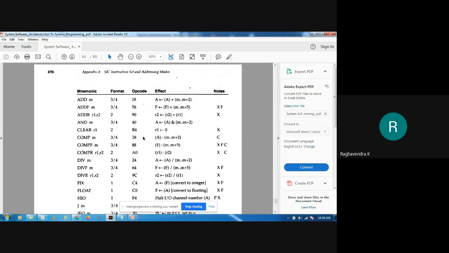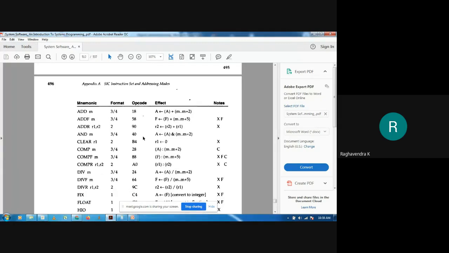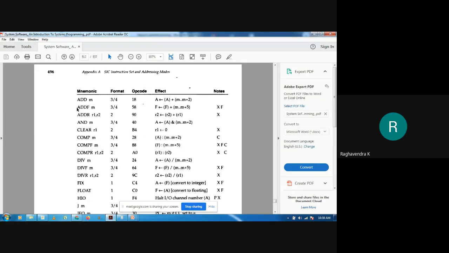This is the set of instructions, the appendix from the textbook that I shared yesterday. So this is the SIC instruction set and the addressing modes. Basically it gives you information about what instructions are present in SIC and SIC/XE, what their format is, what their corresponding equivalent is, and what they actually do. You can observe here that all the instructions have been given.